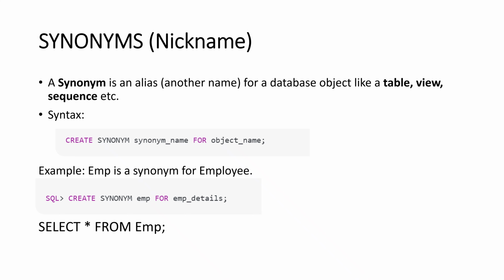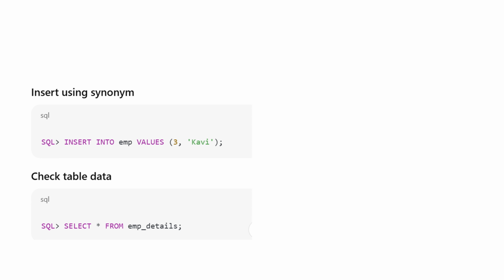Insert using synonym. Here we are inserting data using the synonym name. Even though the actual table name is employee details, we can use the synonym EMP to insert values. For example, insert into EMP values 3, Kavi. This data will be inserted into the original table employee details. Then we can check the data using select star from employee details. So a synonym works like an alternative name for the same table.